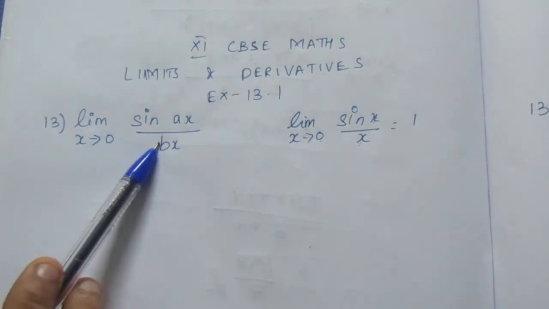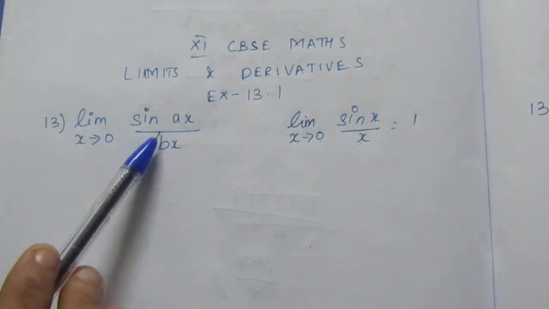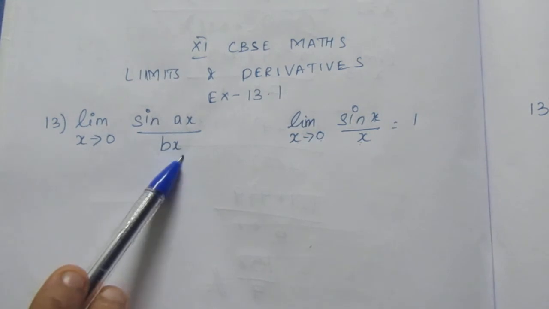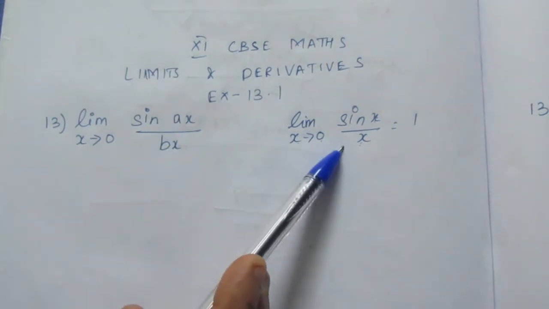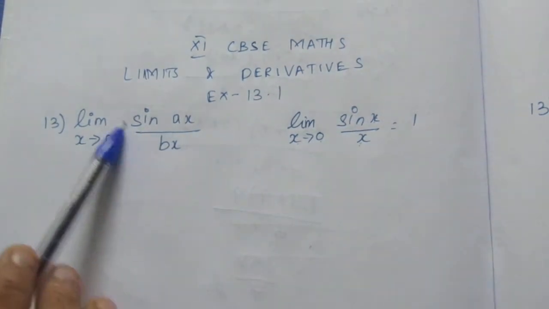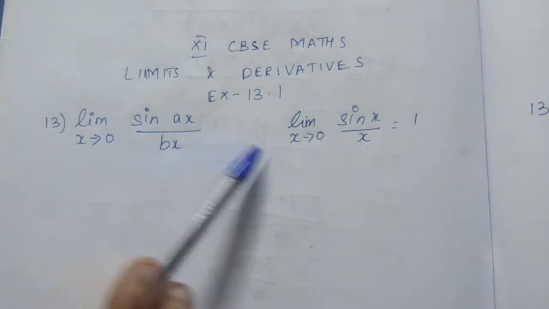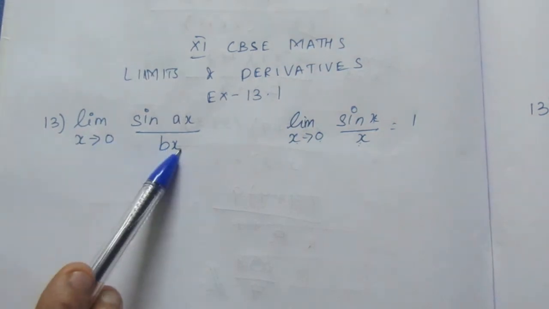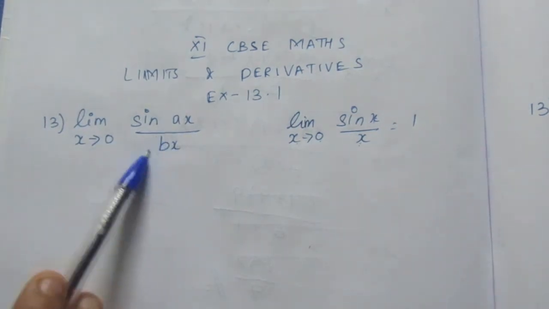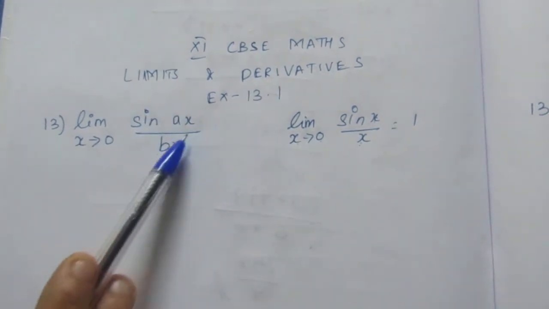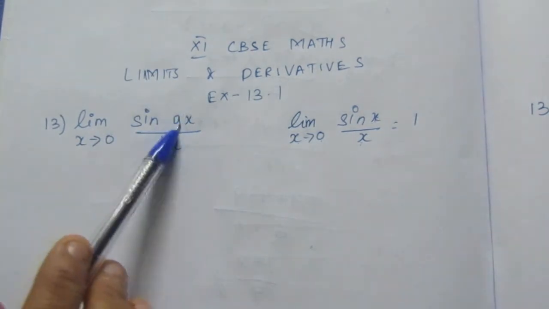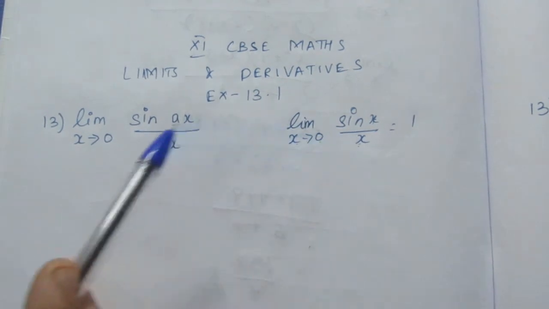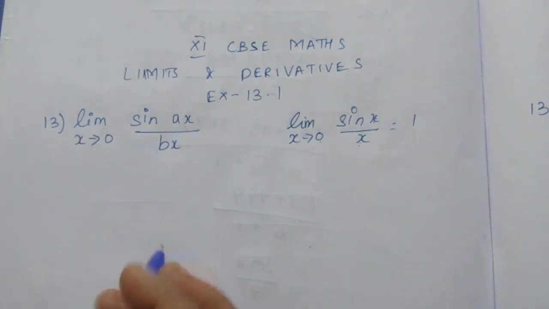Here we can't apply it because there is no a in the denominator. If it's a into x, then we can directly go with the formula. So the only way to go with the formula is for it to be in the form of sin x by x, because if I substitute the value of 0, the denominator will become 0 and it becomes not defined. So in this case I want to change the question to the form sin x by x. So I want a in the denominator.